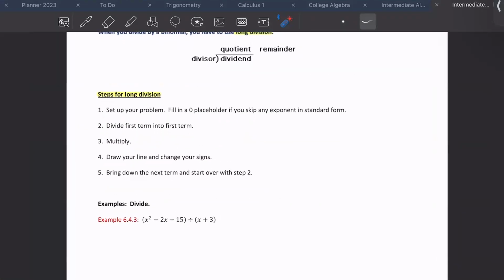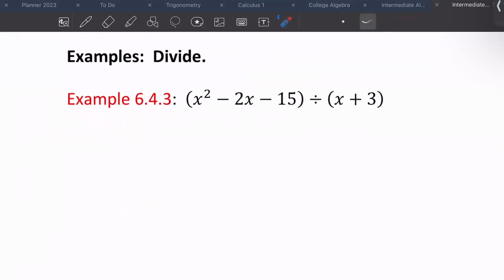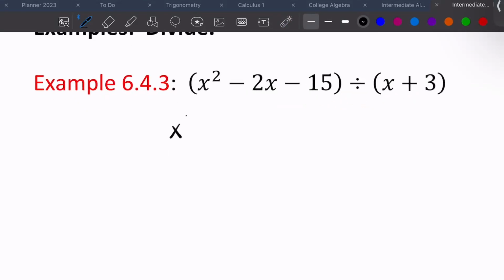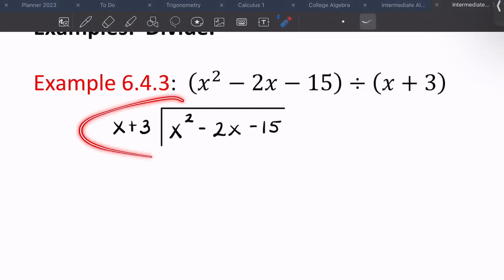We need to set it up. Your divisor is this guy, divided by x plus 3. This goes on the outside. Your longer one goes on the inside. So we have x squared minus 2x minus 15 divided by x plus 3.